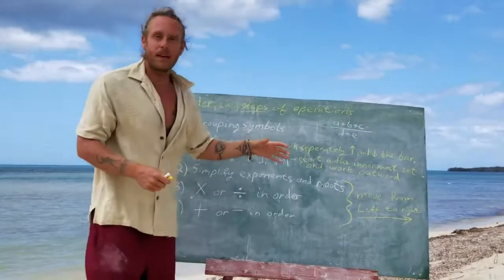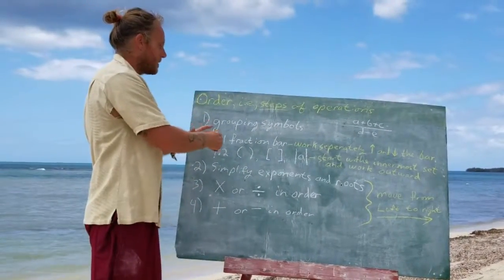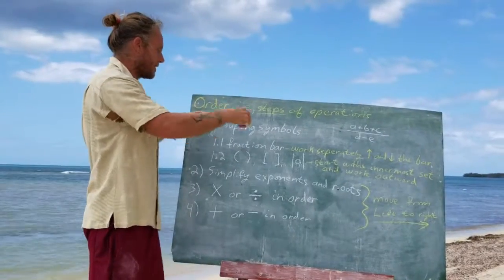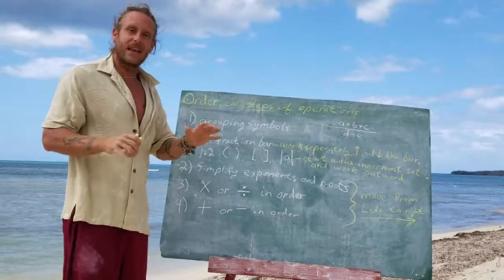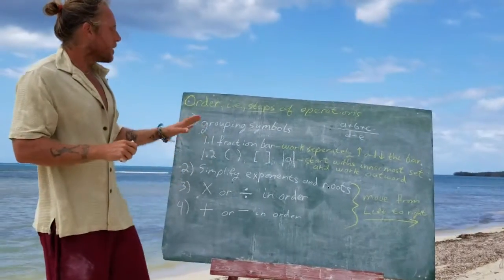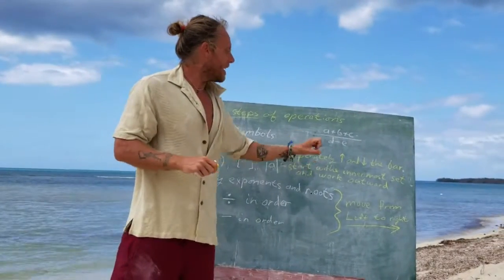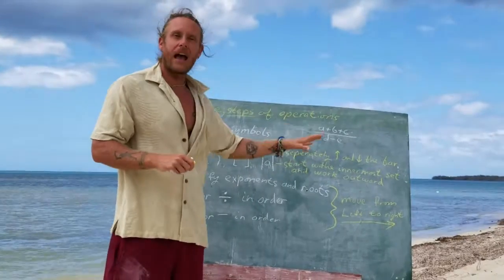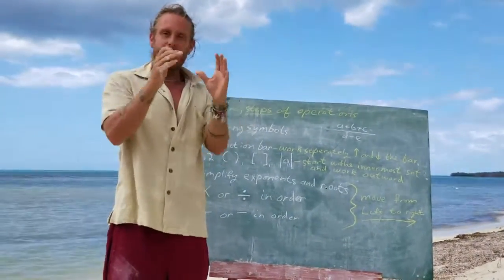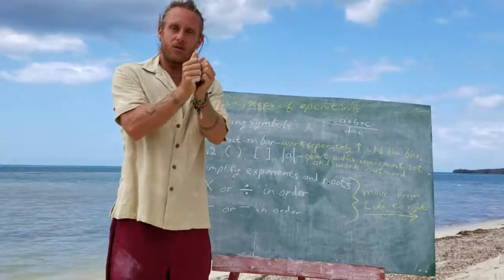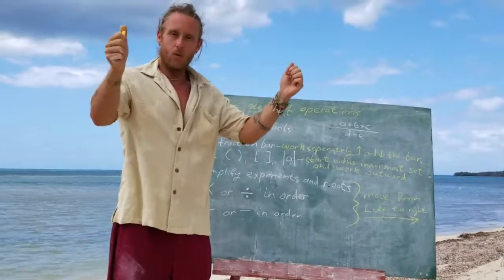Now these can be embedded. You can have parentheses within brackets and an absolute value embedded in between those. We'll look at plenty of examples where you'll see stuff like that. So when that happens, you start with the innermost set and work outward. So you start with parentheses. If there are embedded parentheses, you start with the innermost one and work your way outward.